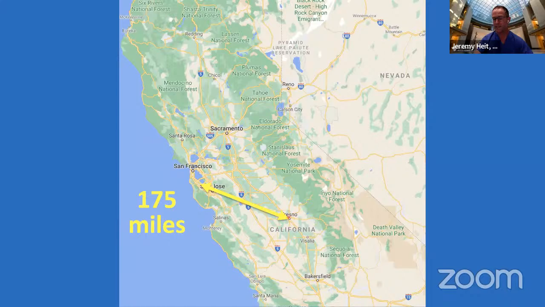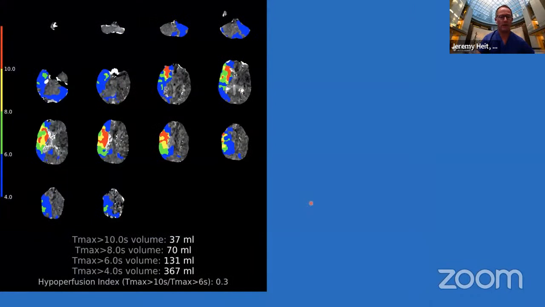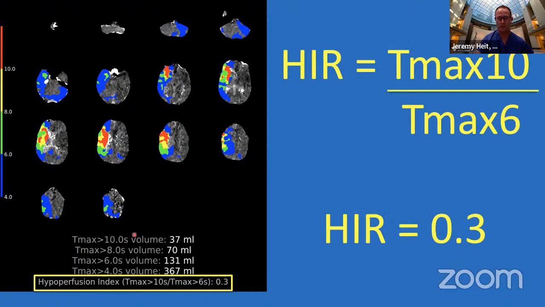So what's going to happen during that time that we transfer the patient? Well, if we look at this, we can actually look at the different thresholds and we can get their HIR, which in this patient is 0.3. That's a good favorable number. So this is a patient I think would probably not grow their core too much.